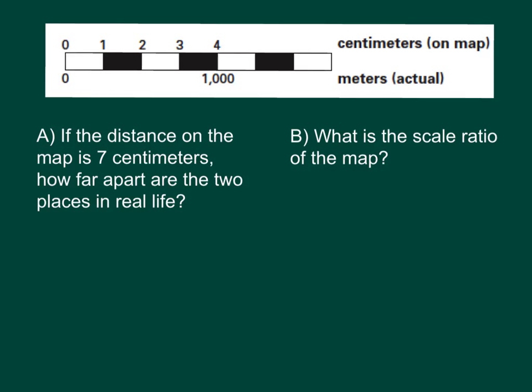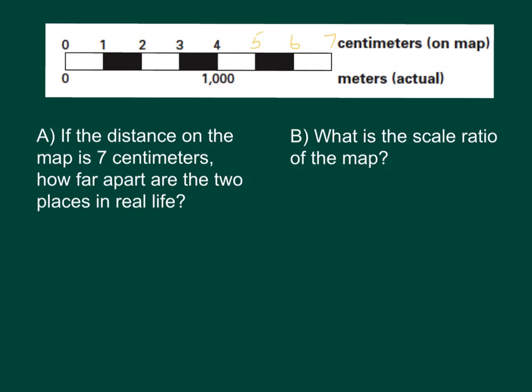So let's go ahead and solve the first problem. If the distance on the map is 7 centimeters, how far apart are the two places in real life? So 7's not even on here. But since this is basically a double number line, I'm just going to fill in the pieces that I'm missing. So because it's counting by ones, which it doesn't have to, but in this case it is, this is going to be 5. This is going to be 6, and this is going to be 7.